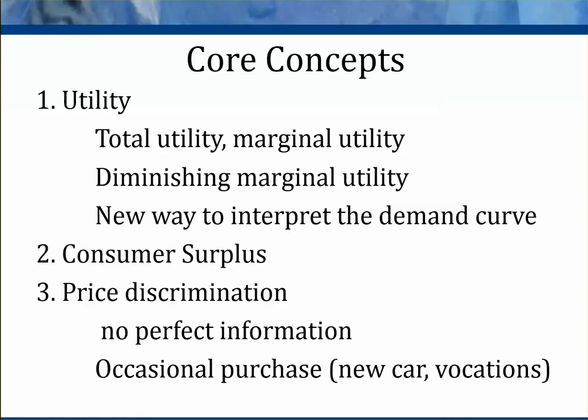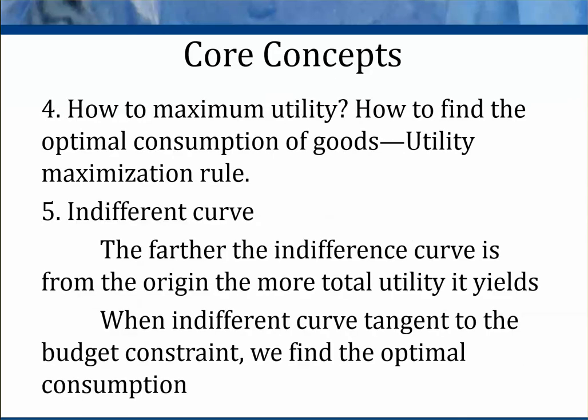Here I list the two necessary conditions for a store applying price discrimination. One is no perfect information for the consumers. Second, the product should belong to occasional purchases, such as a new car or a vacation. The fourth concept is how to maximize utility and how to find the optimal consumption of goods, which can also be called the utility maximization rule.